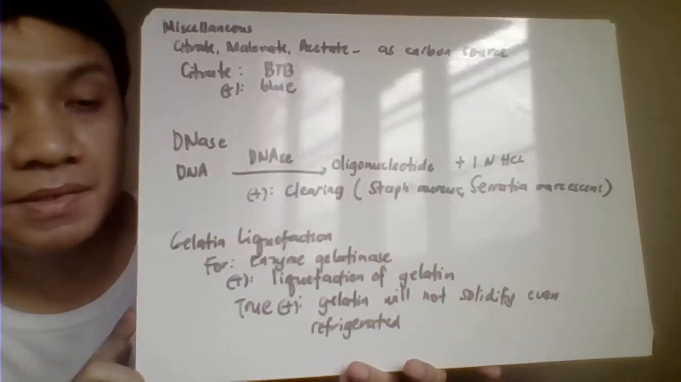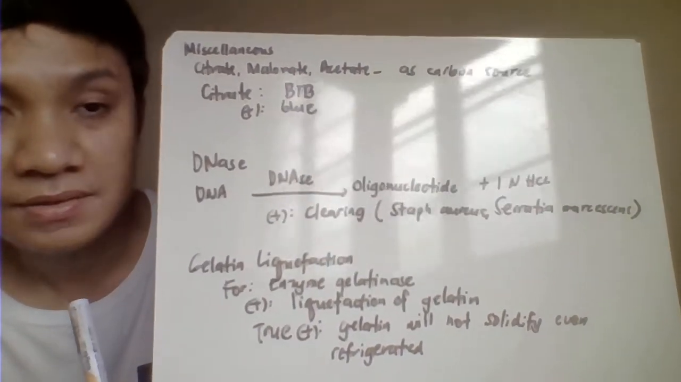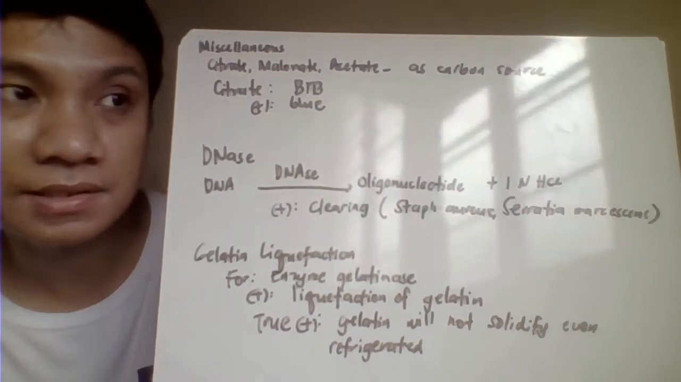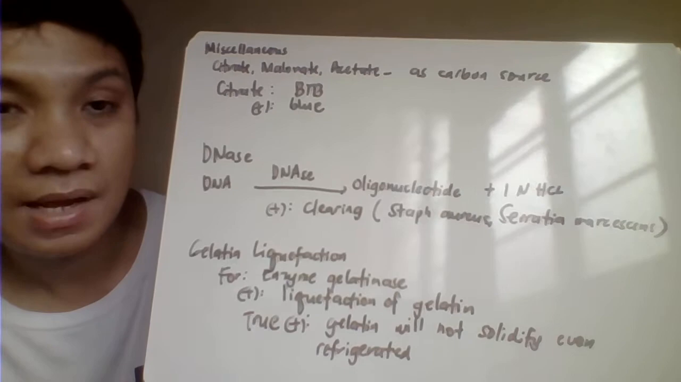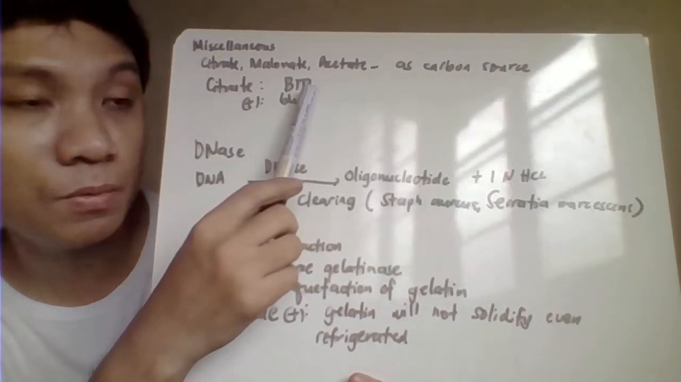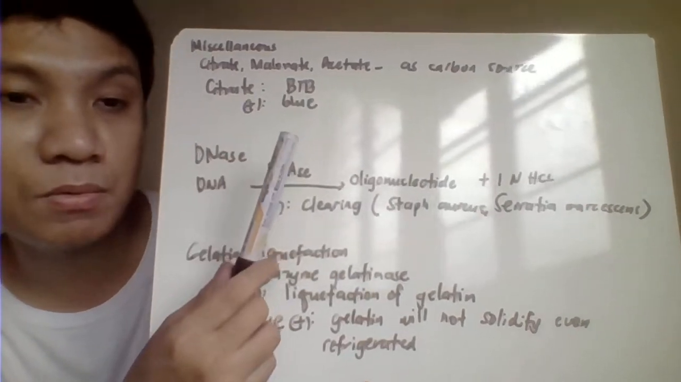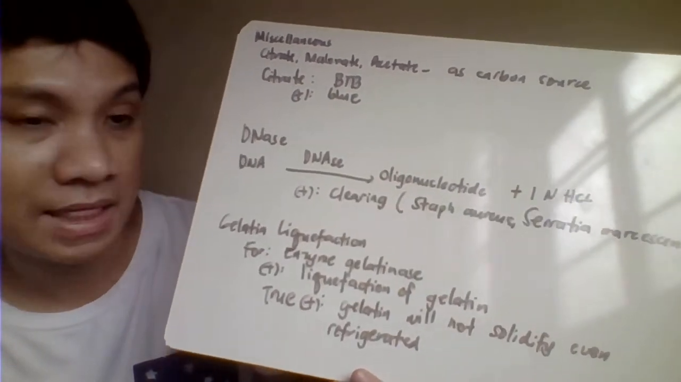Okay, now we go to the miscellaneous tests. So we have your citrate, malonate, and acetate. Some bacteria try to utilize citrate, malonate, or even acetate as their carbon source. We have discussed already your citrate utilization. So bromthymol blue, Simmons citrate. The indicator, positive result is blue, negative result is green.